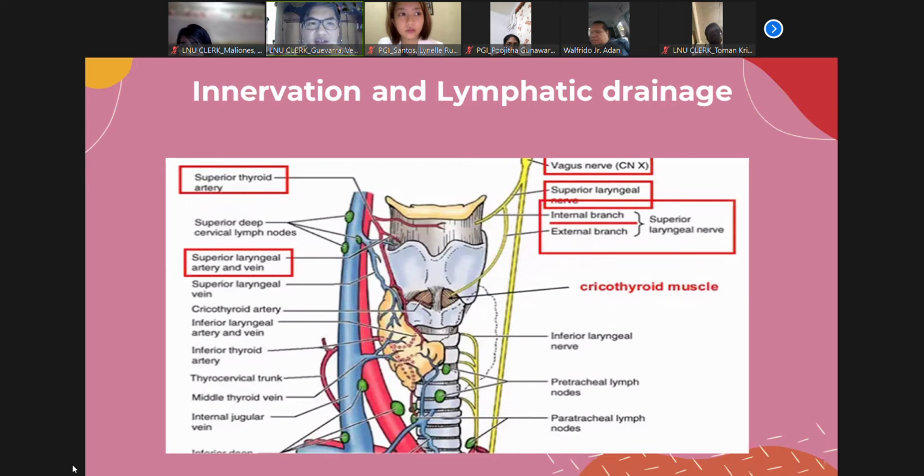Because of this, doc, when doing the surgery, we should be able to distinguish the recurrent laryngeal nerve, because injuring the recurrent laryngeal nerves may cause a vocal cord paresis, resulting in voice changes or hoarseness to the patient. Okay, so where do they come from? What's the root?